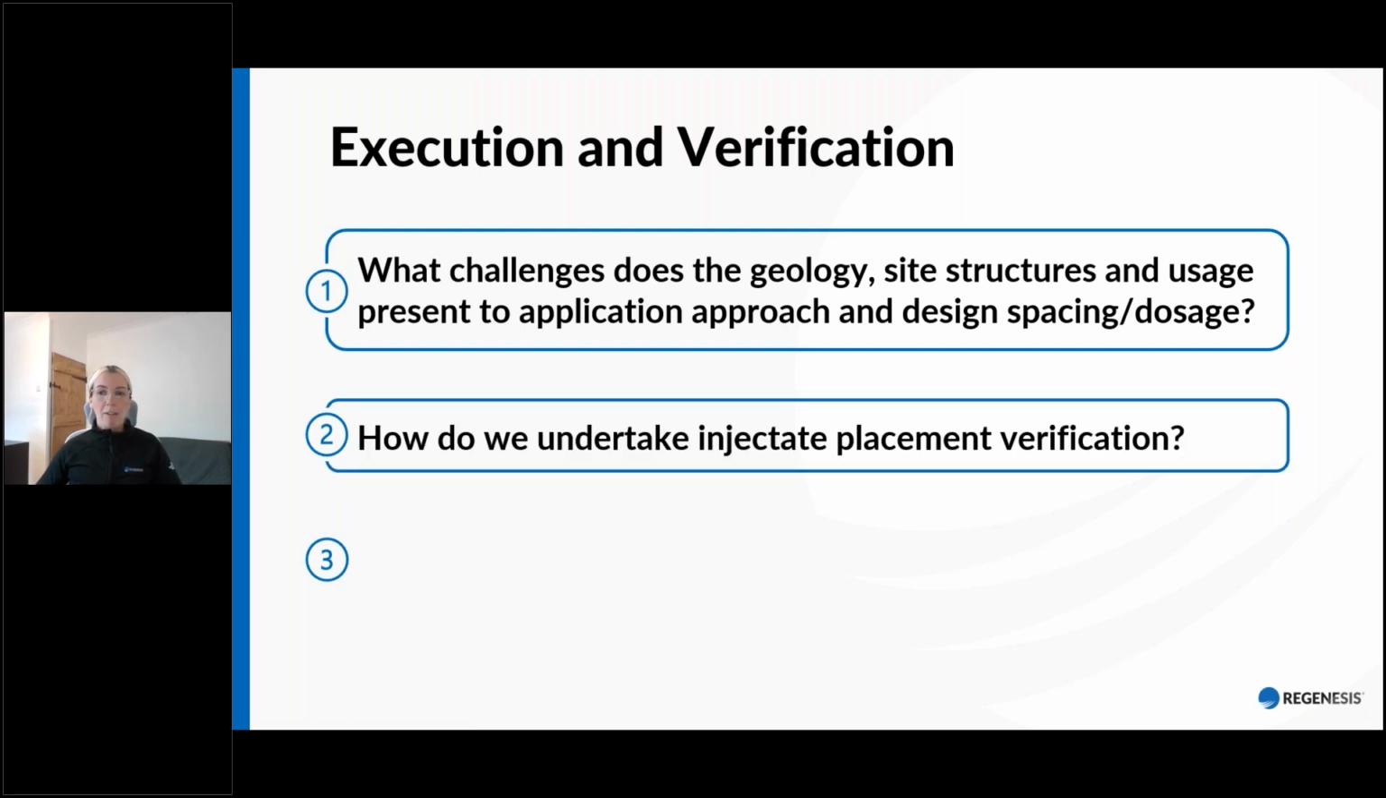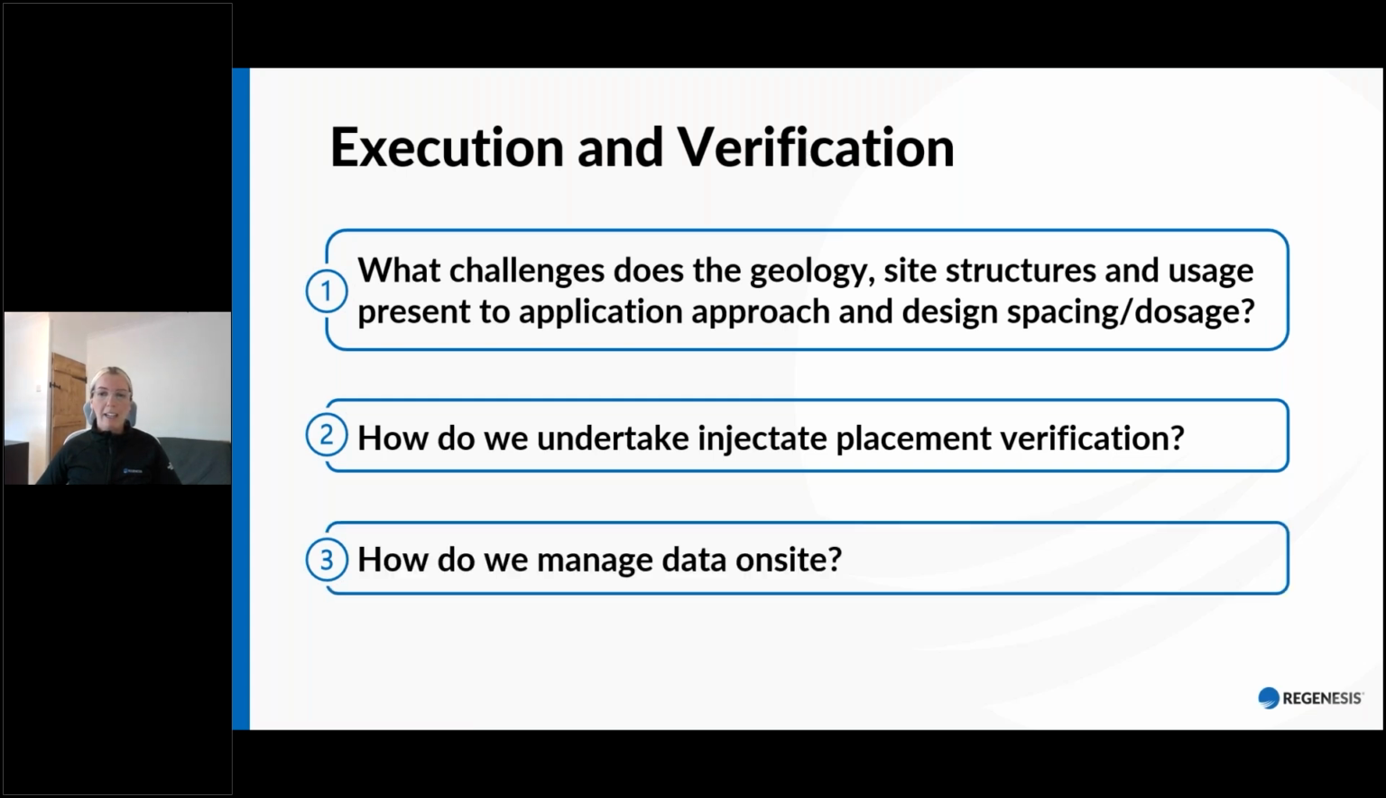Secondly, we need to verify injections as we go and be prepared to make changes if the parameters from the design don't produce the desired effect. And this is where our experience of undertaking hundreds of thousands of remediation projects makes a difference, giving us knowledge to adjust. I'm going to talk more on placement verification later. And finally, the whole process is executed through ongoing communication between the office and the field. And I'll share how we manage data in that respect.